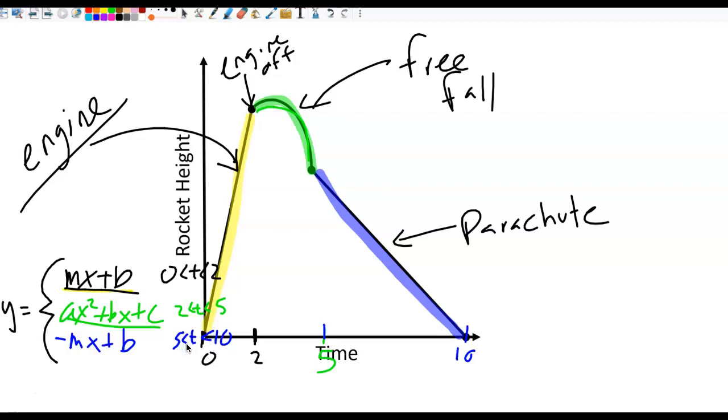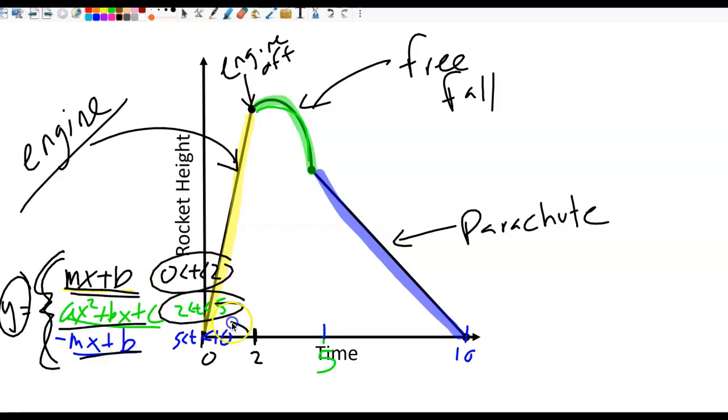So for t values between 5 and 10, we have the negative linear function there. Okay, so we have one function, which we're going to call y. And what y is, it's really just three other functions put together at three different points in time. And that's what we call a piecewise function.